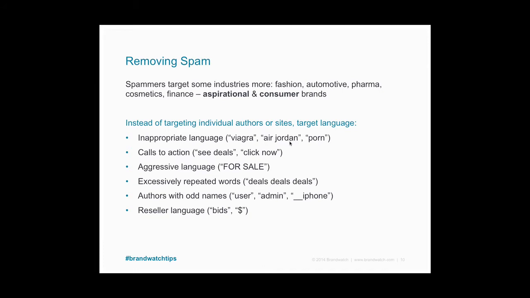So a quick note before we get into some of the tactics. Spammers generally target these industries more: fashion, automotive, pharma, cosmetics, and finance. That is to say that these are generally aspirational brands, so brands where people would love to own this, like a piece of Tiffany & Co. jewelry or something like that. And they're also generally consumer brands. So when you get a brief or you know that you're going to start searching for that kind of content, just know up front that it's going to get a bit trickier on the spam side, and be prepared for that: aspirational and consumer.